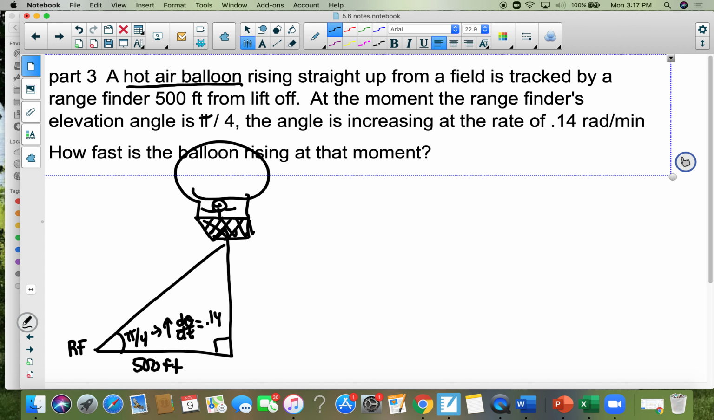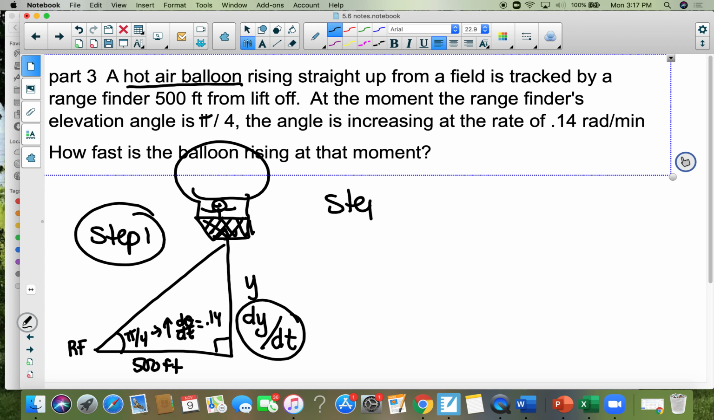So make this y, and you're trying to find how fast the balloon is rising. Do you see that the height is changing? So if the height is changing, we're trying to find dy dt. This is what we're trying to find, the height. So step number 1, I've got my picture.